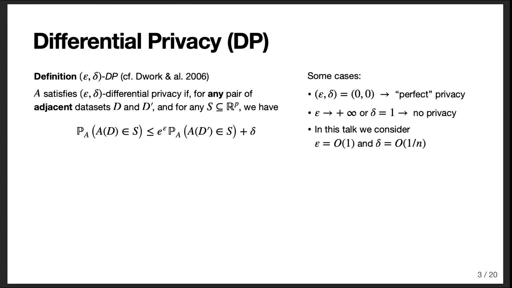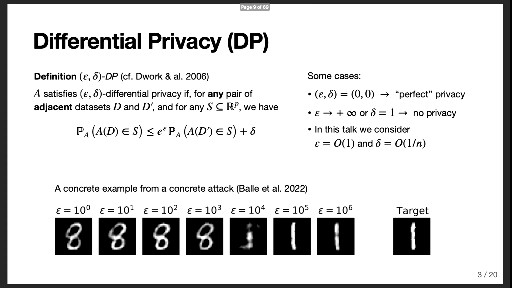I'm not going to enter the details of why this should be good. This would open a big topic. Just be aware that this epsilon is not just a number. It means something. For example, here is an example from an attack in this paper where they want to reconstruct this image, which is a target. And in data reconstruction for that attack, you see that the transition of non-success and success is at the level of 10 to the 3, 10 to the 4.